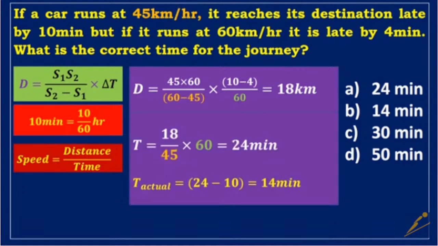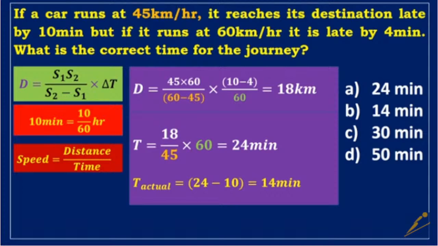According to the question, a car runs at 45 kilometers per hour and covers a distance of 18 kilometers. We can now use the speed, distance, and time formula to calculate the time taken to complete the distance of 18 kilometers at 45 kilometers per hour. Time is equal to 18 divided by 45, and this fraction is multiplied by 60 in order to convert time in hours to minutes. So 24 minutes is required to cover the 18 kilometer distance.